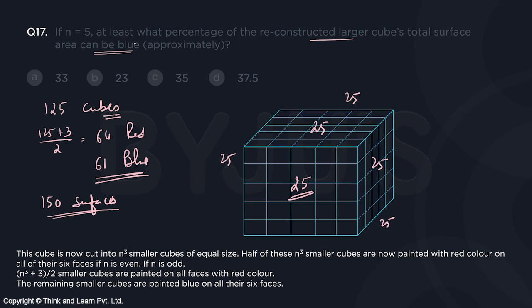I want to minimize the blue ones among them. If you want to minimize the blue ones, just look at this. How many blue cubes can I put completely inside it?